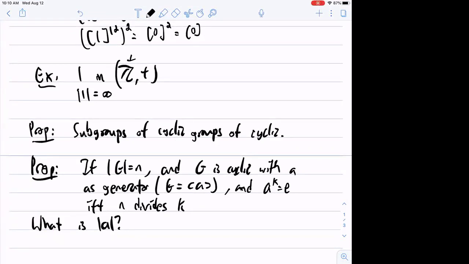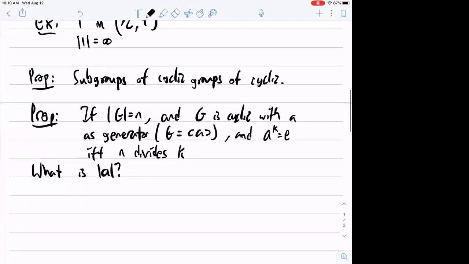We have explicit value for it. The order of A is actually n. Yeah, because if you think about it, it can't be less than n, because if it's less than n, you're not going to generate the whole group, right?